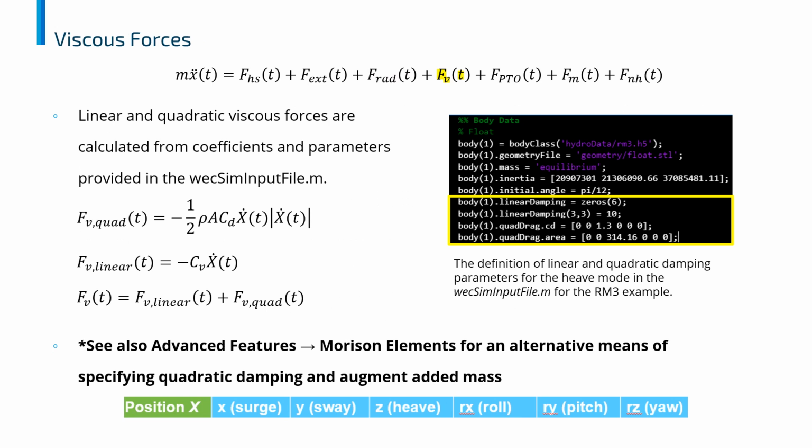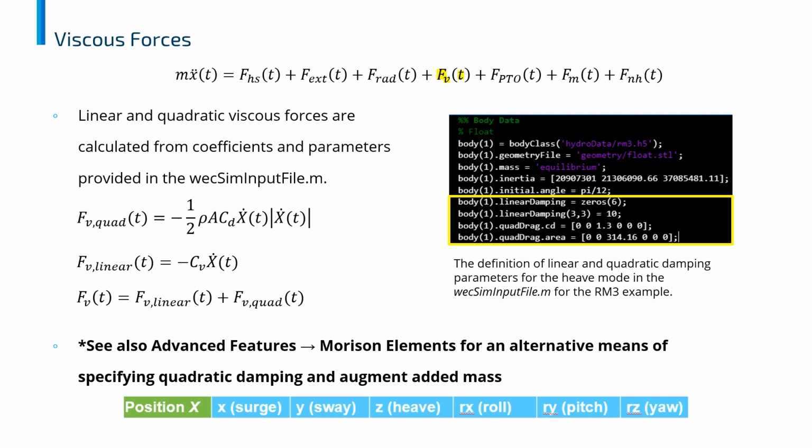The next set of forces that WEC-Sim can model are viscous forces, again highlighted on the right-hand side of the equation of motion as an external force. WEC-Sim has the opportunity to model both linear and quadratic viscous forces based on coefficients and parameters defined in the WEC-Sim input file. The two forms, quadratic and linear, are shown in this equation. And the final equation shows that we are adding these two as independent forces and are non-interacting. These two forces are being calculated based on the body velocity itself.